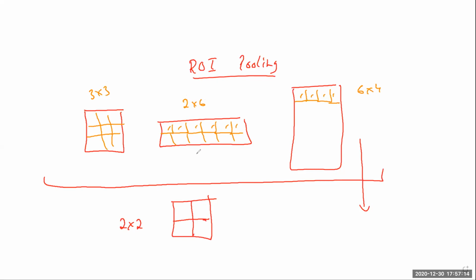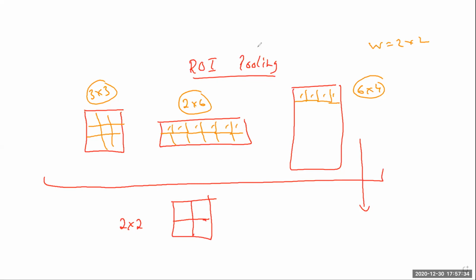Okay, so if you are doing pooling in a conventional way, you have a window size which is like 2 cross 2 here. If you do pooling with a 2 by 2 window on boxes of different sizes, then you are ending up with different dimensions, right? Means this box will produce 6 by 4, this will produce 2 by 6, this will produce 3 by 3.